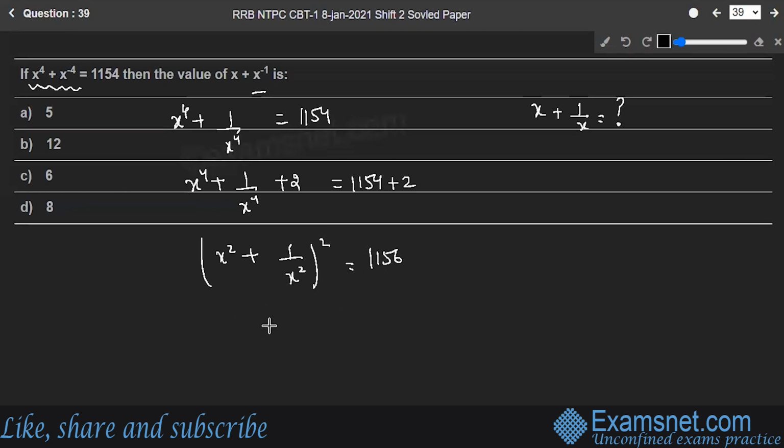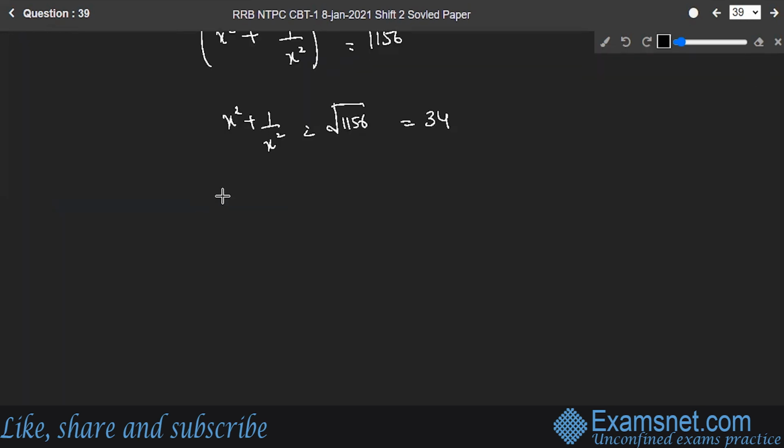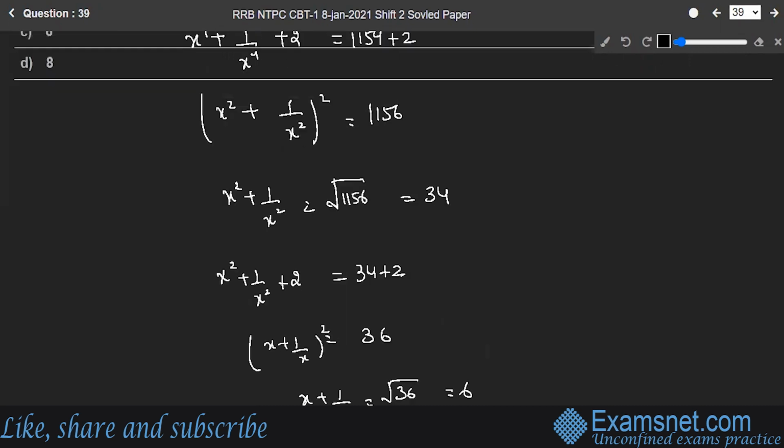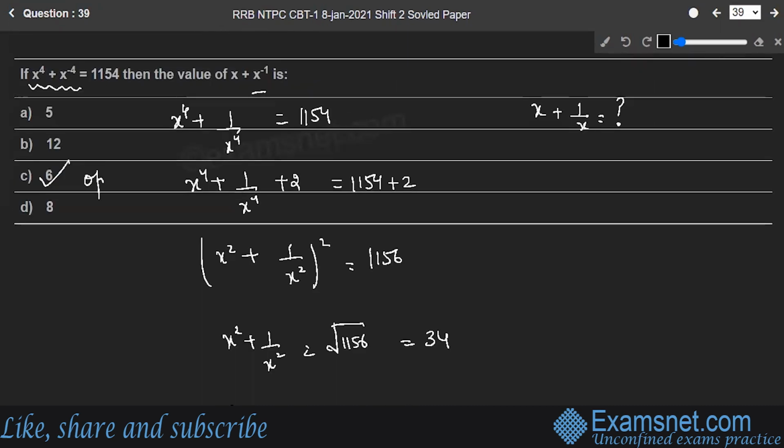So let's take the root of it, 1156. You have x^2 plus 1 upon x^2 is equal to root of 1156. That is 34. Let's again do the same thing. I'll add 2 on both the sides. So this is (x plus 1 upon x) whole square is equal to 36, which gives you x plus 1 upon x is equal to root of 36, which is equal to 6. So that means we got our answer as 6. Option C is the correct answer to this question.